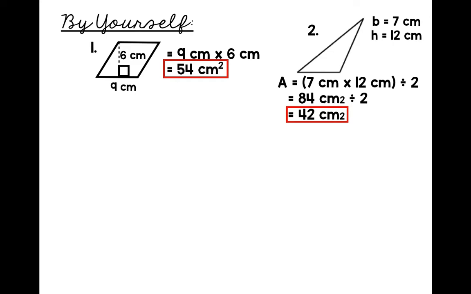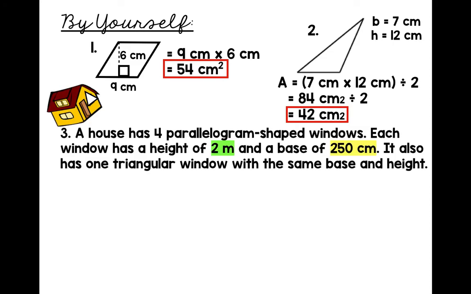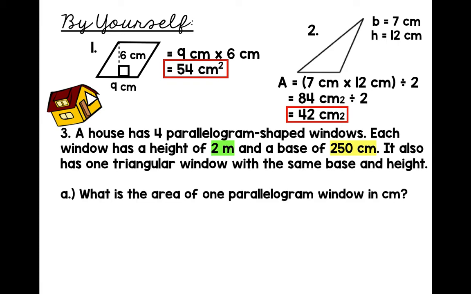All right, so we're going to end with a word problem. So this house has 4 parallelogram-shaped windows. Each window has a height of 2 meters and a base of 250 centimeters. It also has one triangular window with the same base and height. So the first question is, what is the area of one parallelogram window?